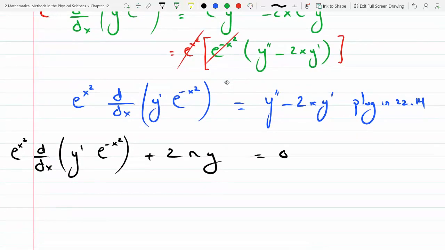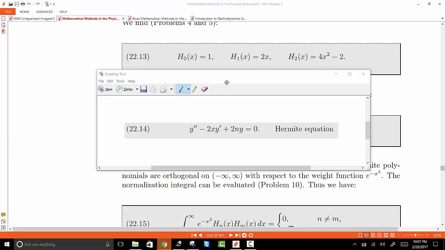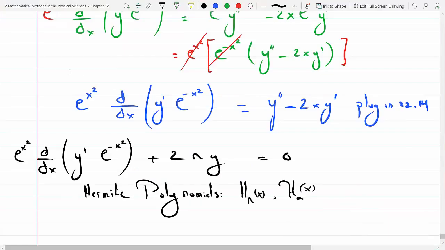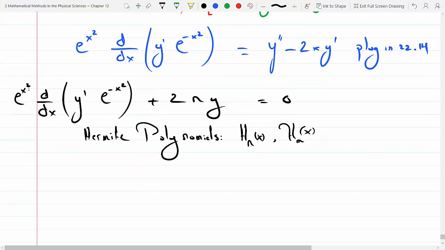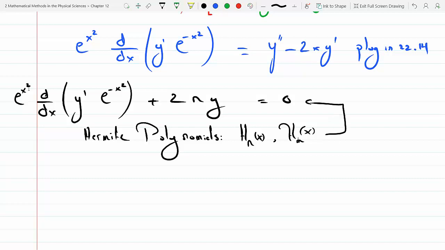Now assuming that the Hermite polynomials are my solutions for this differential equation, let's call two of them Hn of x and Hm of x. Those are my y's, so the differential equation has to be satisfied by each one of these. So now I'm going to plug these into the differential equation.